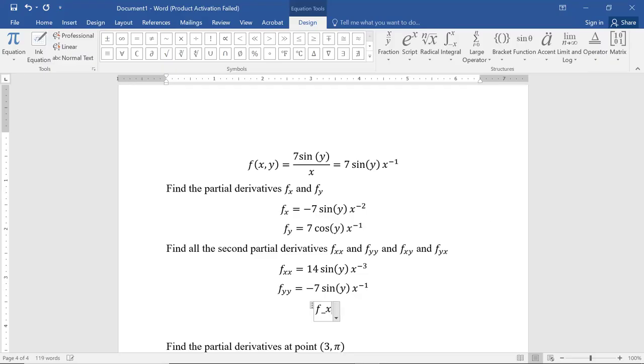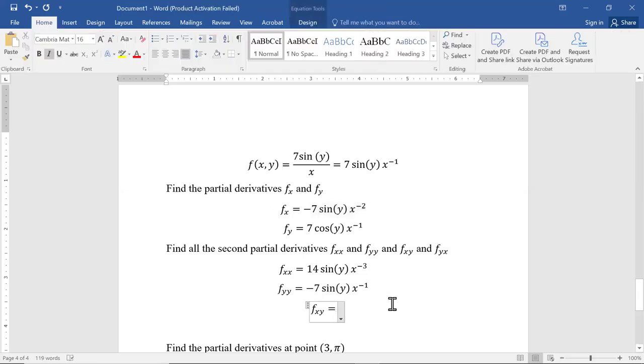Let's do f sub xy. So once again, I'm taking the derivative with respect to x first, and then I'm taking that highlighted function and I'm going to take a derivative of that with respect to y. The derivative of sine of y is cosine of y. This x to the -2, this -7, those are just like coefficients. So I'm going to end up with -7 times cosine of y times x to the -2.